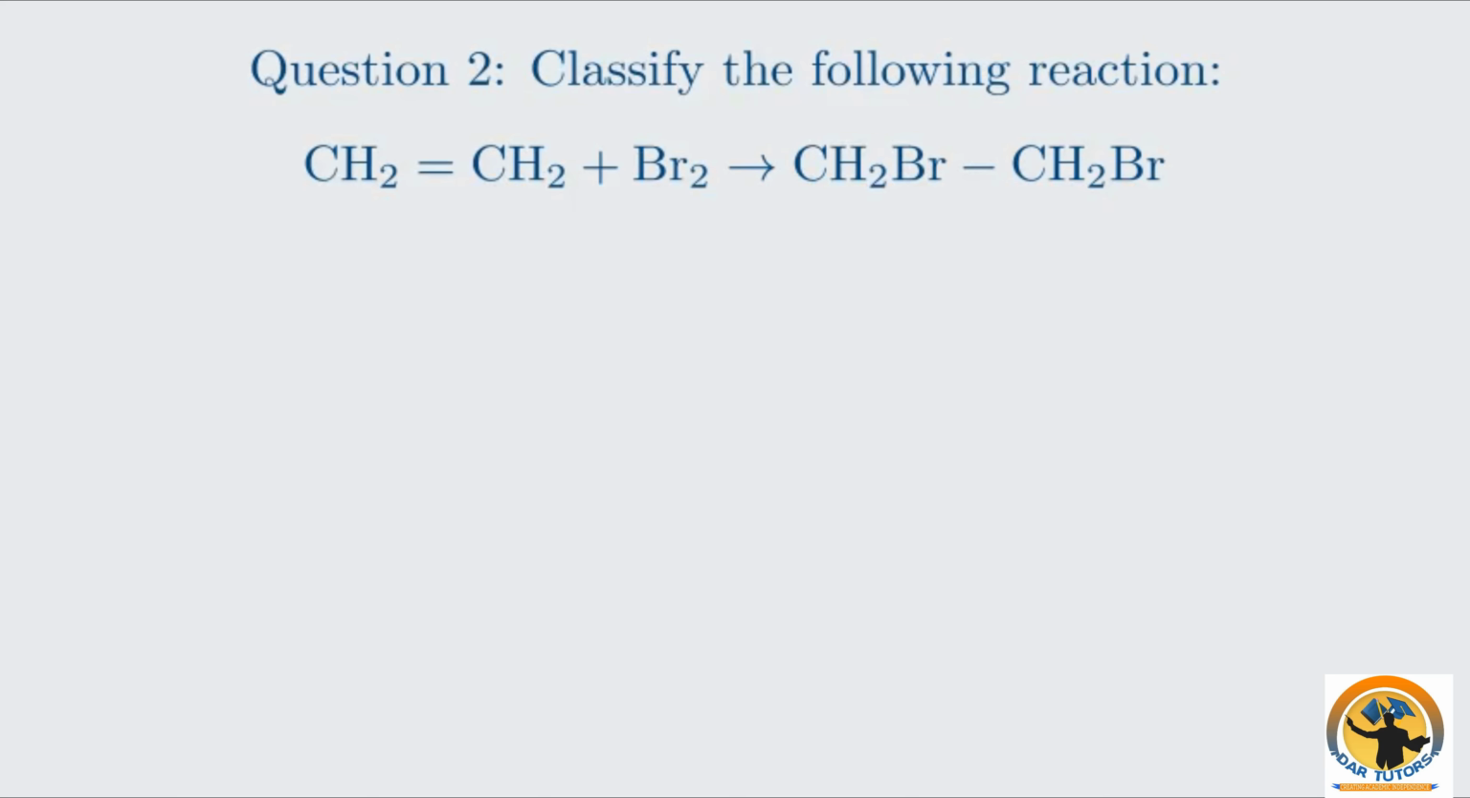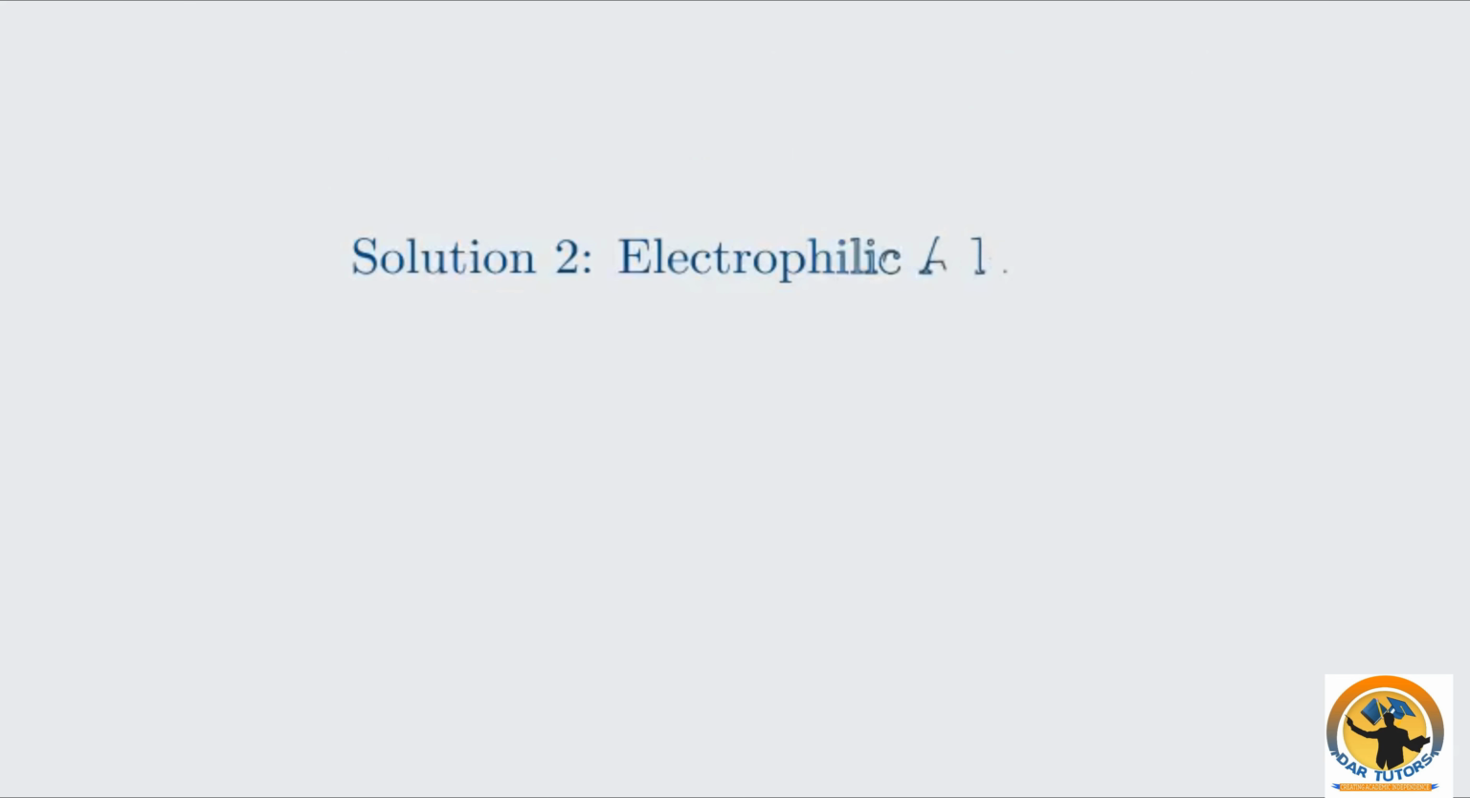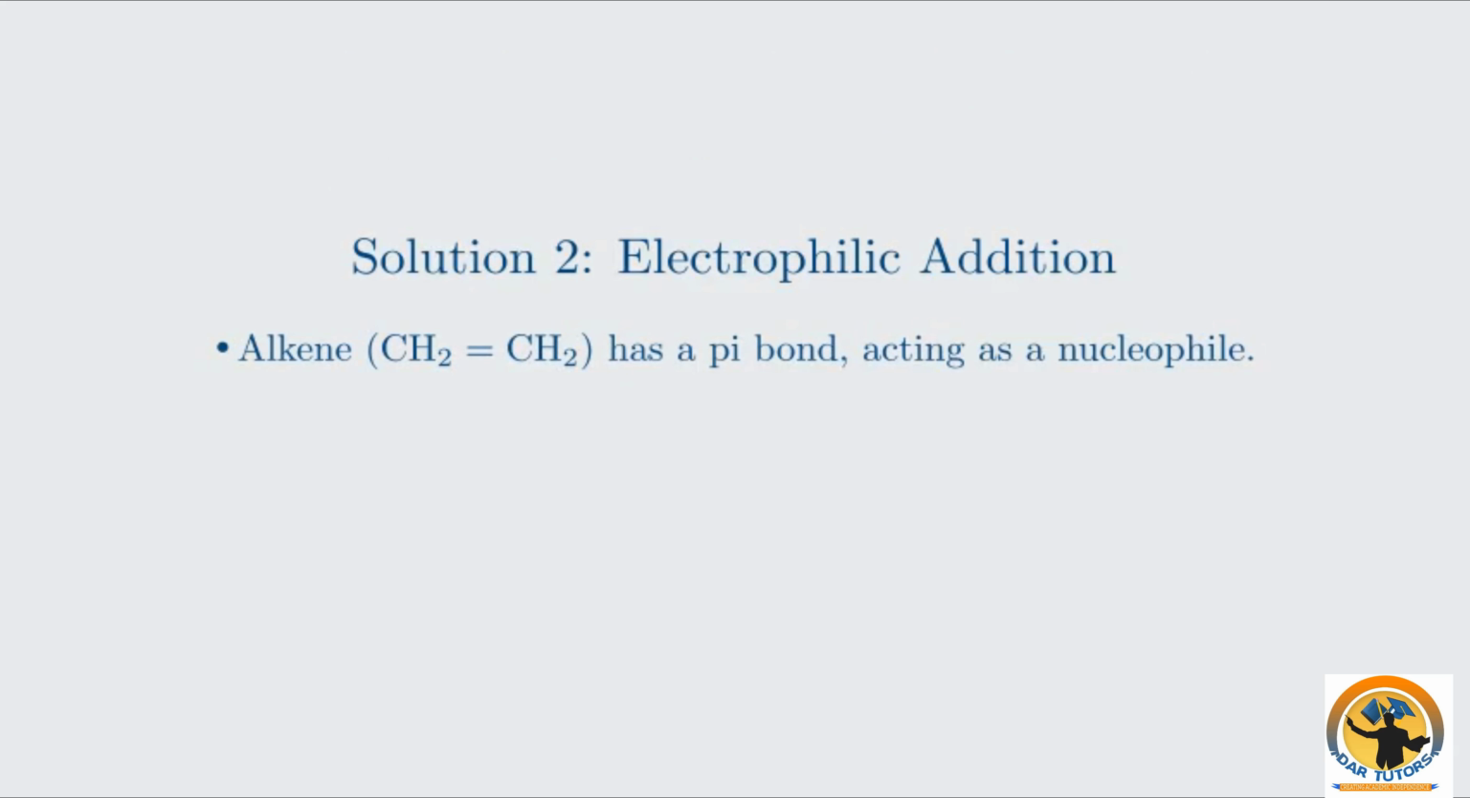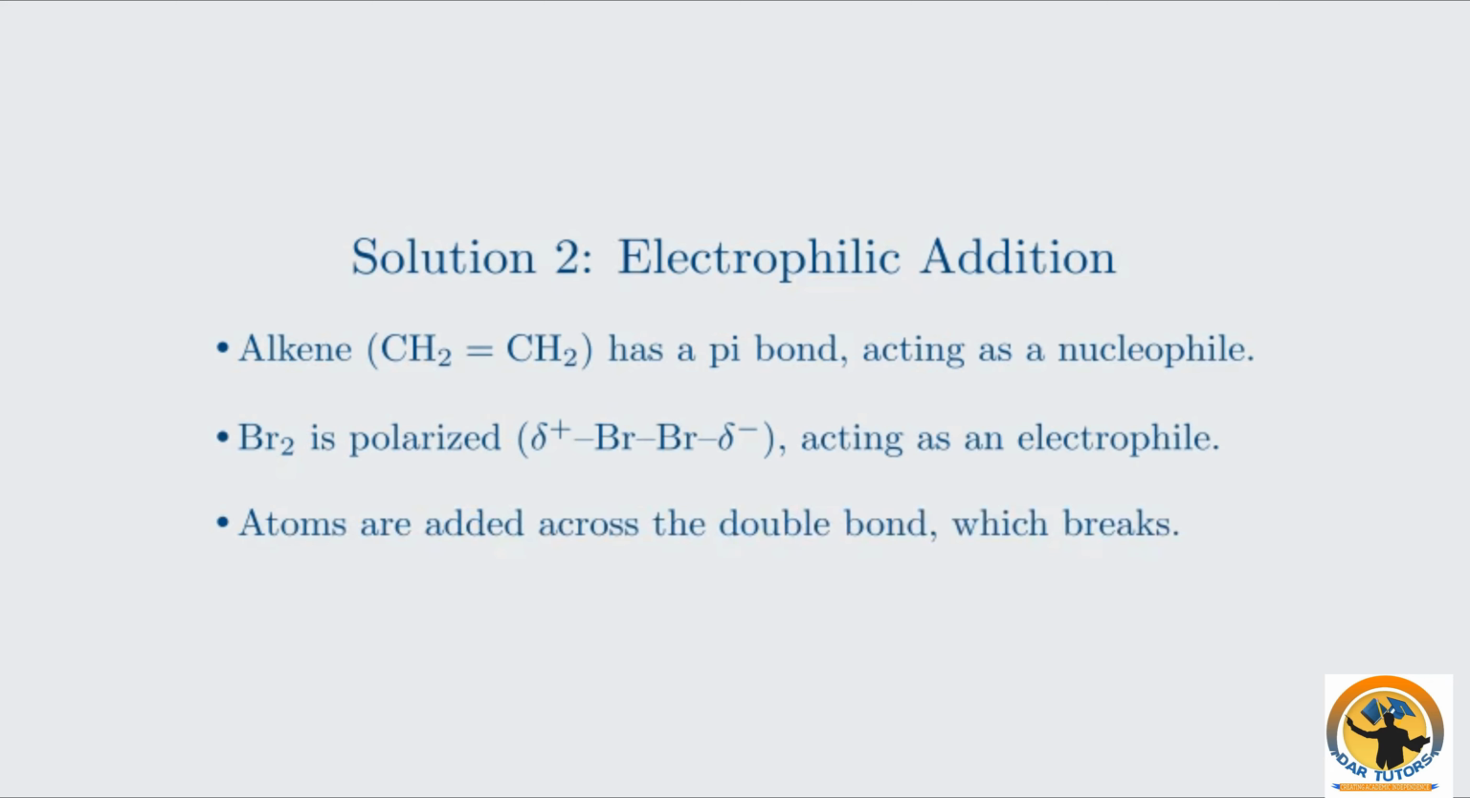Here is question 2, focusing on reaction mechanisms. Pause here and determine if this reaction is nucleophilic substitution or electrophilic addition. Recall what we learned about the reactivity of alkenes. The correct answer is electrophilic addition. Alkenes with their electron-rich double bond are pi-bond nucleophiles. They are primarily attacked by electrophiles, such as bromine in this case. The reaction results in the addition of atoms across the double bond, which breaks. This is the hallmark of an electrophilic addition reaction.